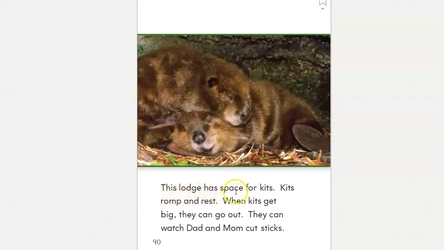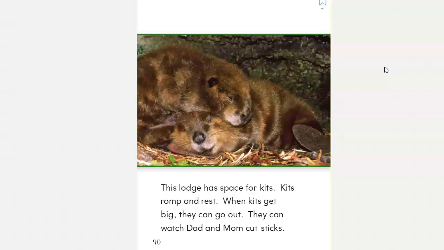This lodge has space for kits. Kits romp and rest. When kits get big, they can go out. They can watch Dad and Mom cut sticks. What do you think kits are?